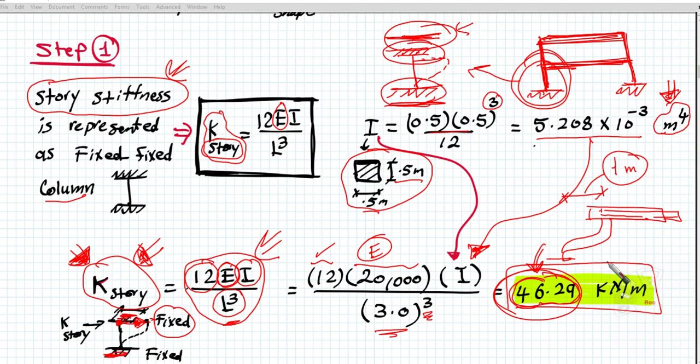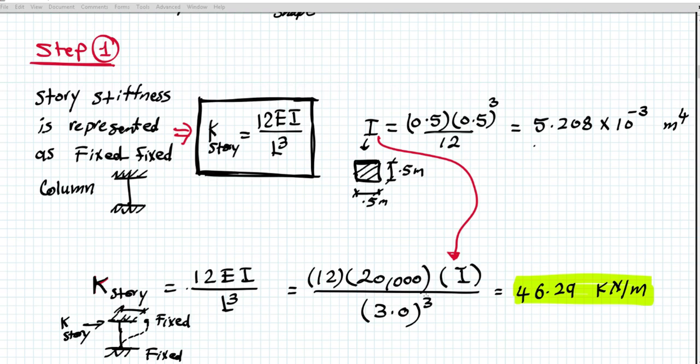This is the meaning of 46.29, and as you can see here, the unit is kilonewton per meter. This means that we need 46.29 kilonewton in order to move the girder or the whole story by 1 unit. Okay, that's the meaning of it. Up till now, I think that we understand what we are talking about.